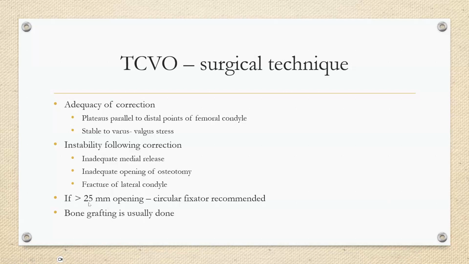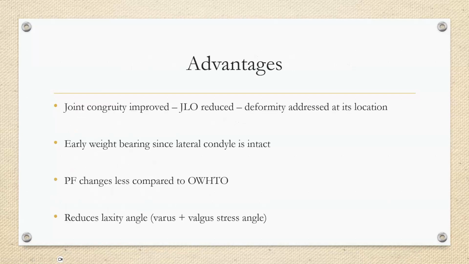If TCVO is done with an opening of greater than 25 mm in severe deformities, circular fixators might be needed, and bone grafting is usually recommended for TCVO. Coming to the primary advantages, it is an intra-articular procedure addressing an intra-articular deformity. The primary advantage is that the amount of correction required is less as compared to an extra-articular deformity. Secondarily, the joint congruity is also improved, and the joint line obliquity is addressed concurrently.